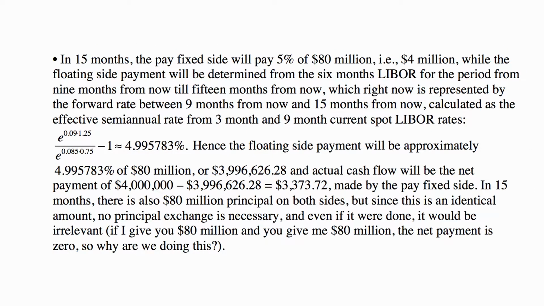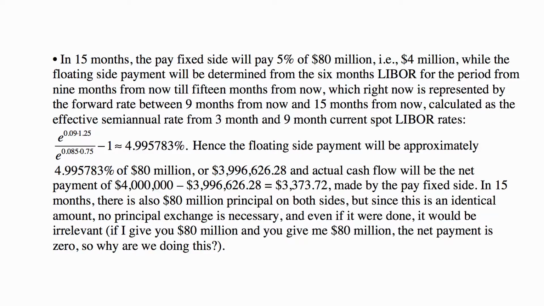In 15 months, the pay fixed side will pay 5% of 80 million, so 4 million, while the floating side payment will be determined from the 6-month LIBOR for the period from 9 months from now till 15 months from now, which right now is represented by the forward rate between 9 months from now and 15 months from now, calculated as the effective semi-annual rate from 3-month and 9-month current spot LIBOR rates, just like before, comes out to be 4.995783%. So the payment will be almost 4 million, but not yet there. And again, the fixed side will have to make that payment.